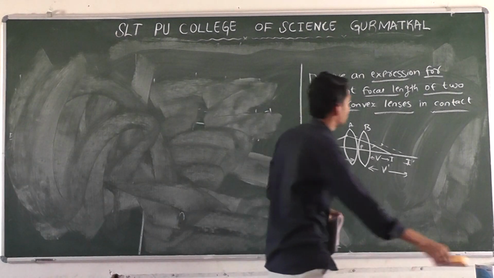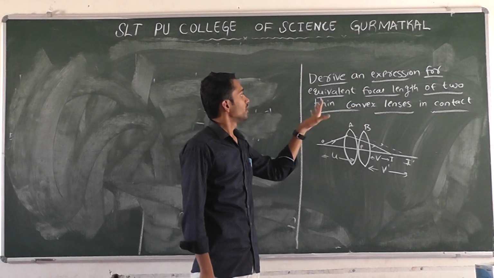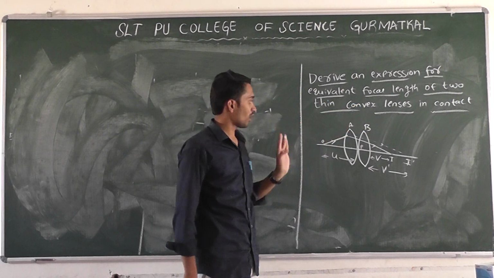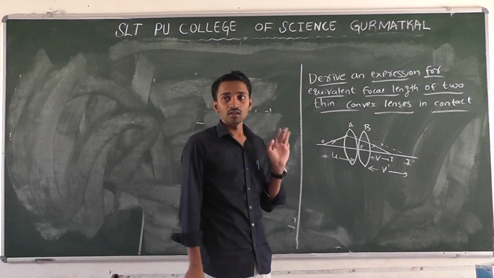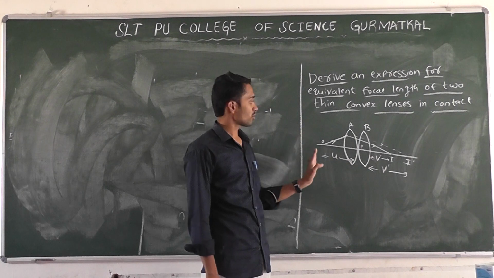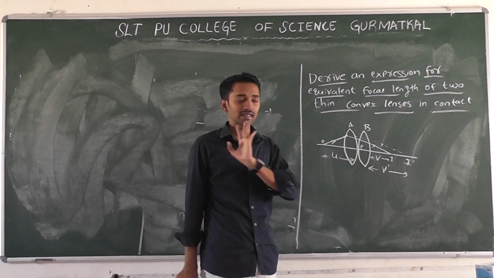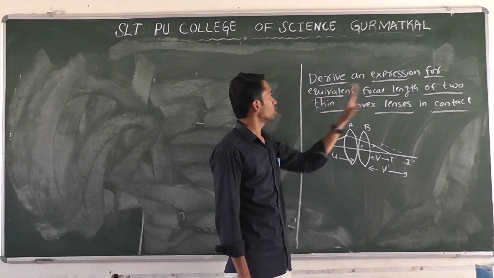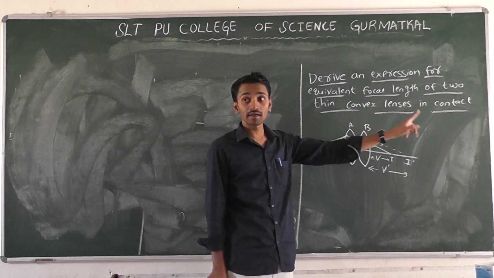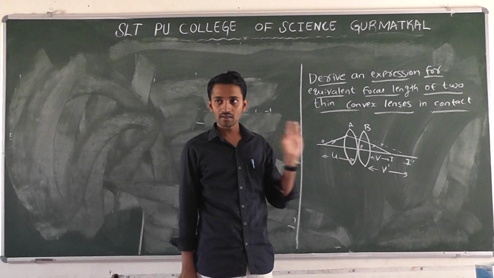Okay, next derivation. Derive an expression for the equivalent focal length of two thin convex lenses in contact. So what are we taking here? Two lenses. In yesterday's derivation we completed the lens formula and the lens maker's formula. This derivation is related to that derivation. Thin lens they are telling means we have to use the thin lens formula in this case.